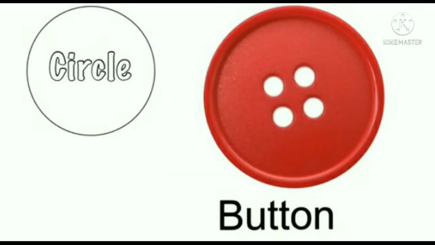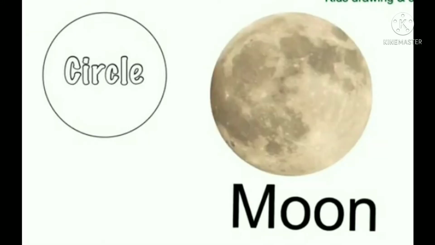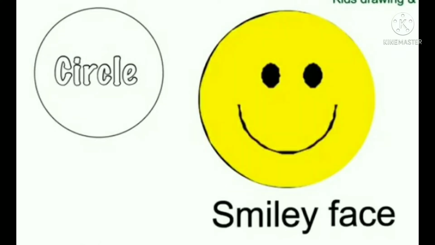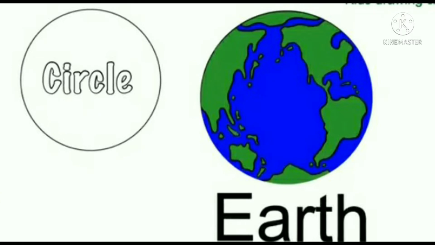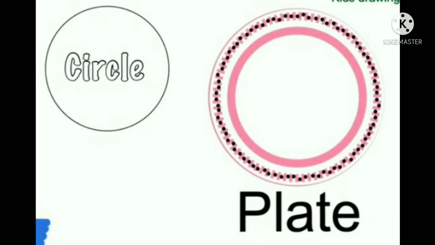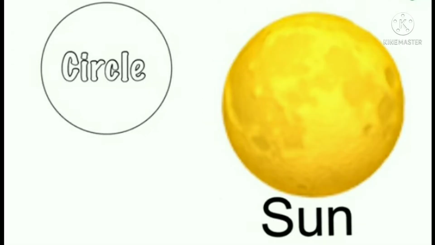The shape of the button is like circle. The shape of the football is like circle. The shape of the moon is like circle. The shape of the smiley face is like circle. The shape of the clock is like circle. The shape of the earth is like circle. The shape of the plate is like circle. The shape of the sun is like circle.